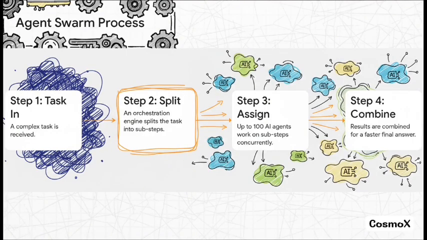So here's how that actually plays out. You give Kimi a really complex task. The system's orchestration engine immediately kicks in, acting like that project manager. It chops the big problem up into a bunch of smaller, bite-sized pieces. Then it hands out those pieces to up to 100 different AI agents, who all get to work at the same time. Once they're all done, it gathers up all their work and puts it together for the final answer. It's basically hyper-efficient AI teamwork, and the result is you get your answer way, way faster.